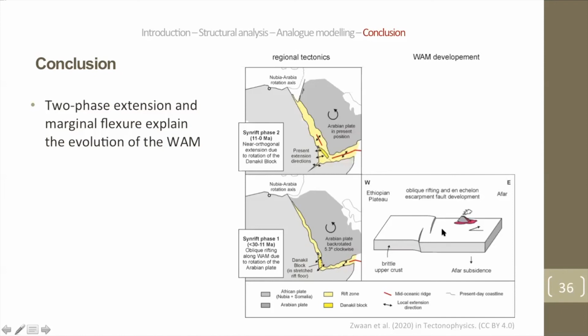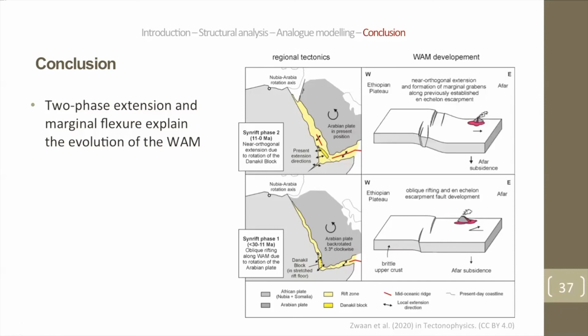And this oblique extension causes the development of an en echelon escarpment fault, shown over here. And then during the second phase, when the Danakil block started rotating independently, instead of oblique extension, we create orthogonal or near orthogonal extension, which then creates more flexure and allows the development of the marginal grabens and antithetic faults. However, these structures formed along the previously developed escarpment, so that we still have this en echelon arrangement of marginal grabens and antithetic faults. So this is the new model that we propose for the Western Afar Margin.